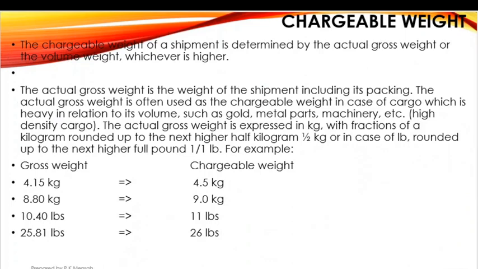Okay, that's the chargeable weight. So as I was explaining, the item has its weight. So let's say the weight is 250 kilos. Now, for volumetric, we are going to measure the height, the length, the breadth, and then whatever information we get, we are going to convert it.